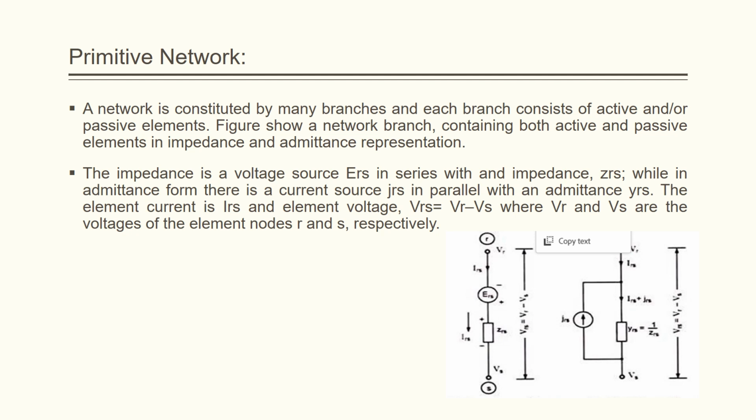Primitive network. A network is constituted by many branches, and each branch consists of active or passive elements. The figure shows the network branch consisting of both active and passive elements in impedance and admittance representation. The impedance form is a voltage source in series with impedance, while the admittance form is a current source in parallel with the admittance. The element current is IRS and the element voltage VRS is equal to VR minus VS, where VR and VS are the voltages at the nodes R and S respectively.